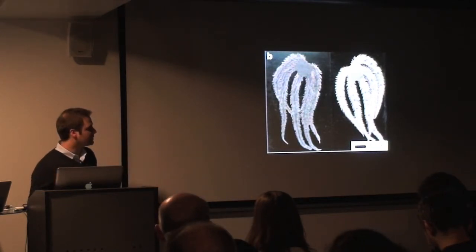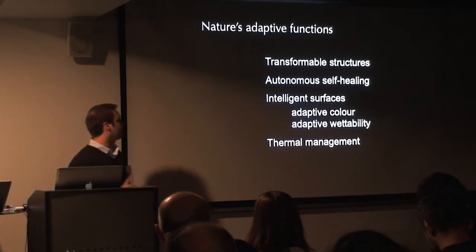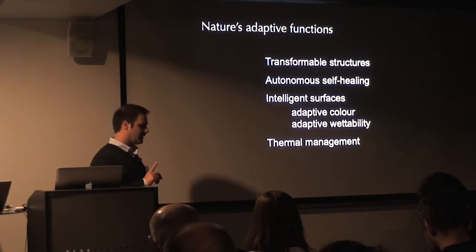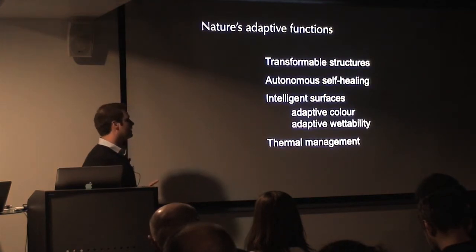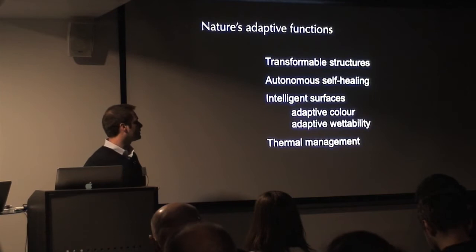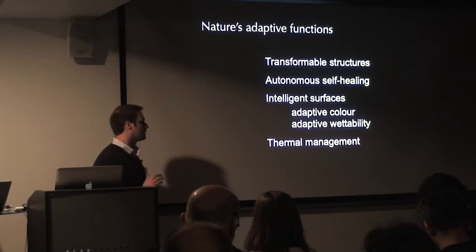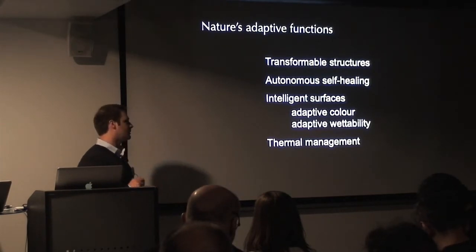So neither of these two examples, though, are adaptive, and what we'd like to talk about today is some of our work towards making adaptive materials from the bottom up. And I'll show some examples of transformable structures and autonomous self-healing in different composite materials, and then Ben will talk a little bit about our work towards intelligent surfaces and thermal management.